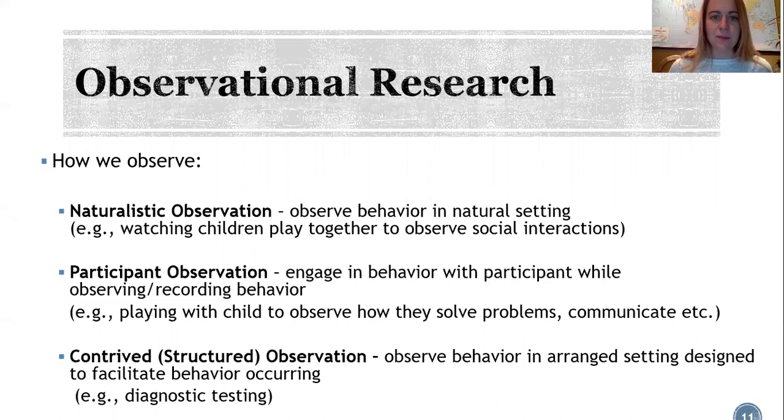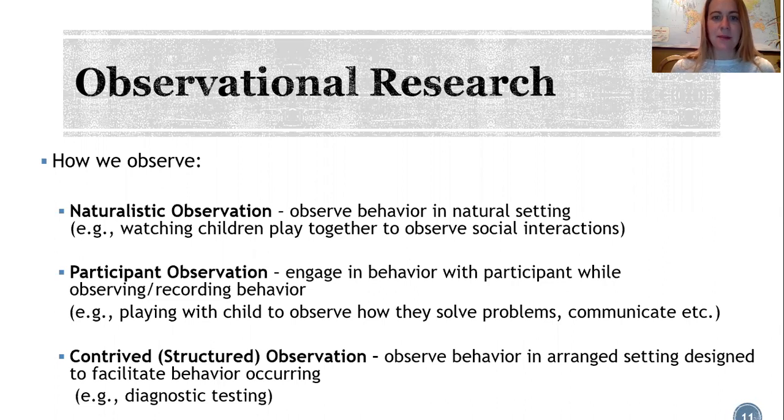An example of this in children might be watching children play together to observe their social interactions. We can also observe behavior while the observer themselves is also engaging in the behavior. That's called participant observation. An example of this might be, rather than watching kids play with each other from afar, you'd actually play with a child to see how they solve problems or communicate.